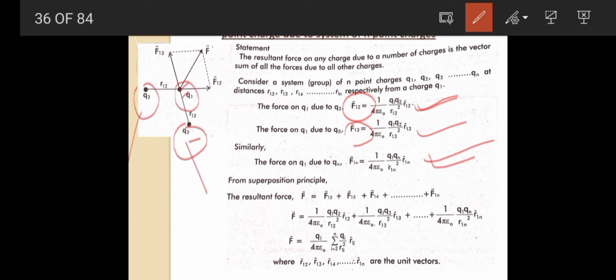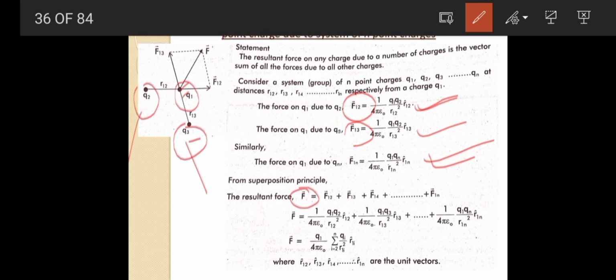Now what the superposition principle says is that the resultant force on the charge q1, which is vector F, is equal to the total force acting on the charge particle q1, which is the force due to q2, force due to q3, force due to q4, like that. But in this diagram I have considered only two charge particles, which are q2 and q3.